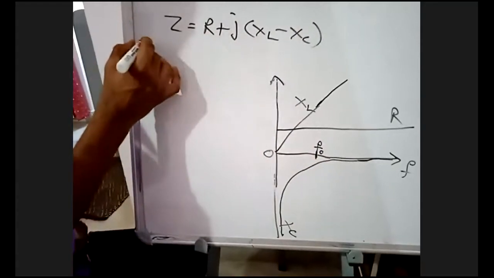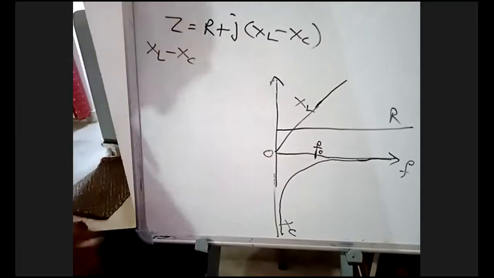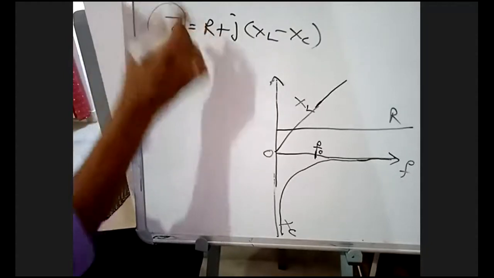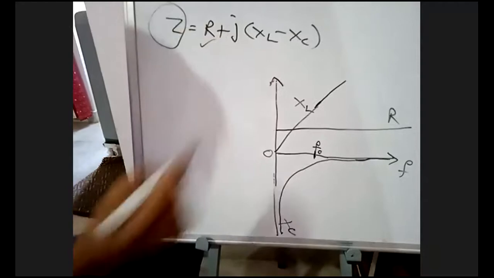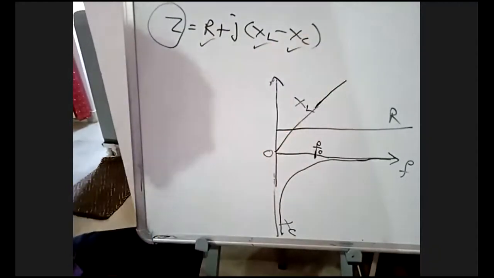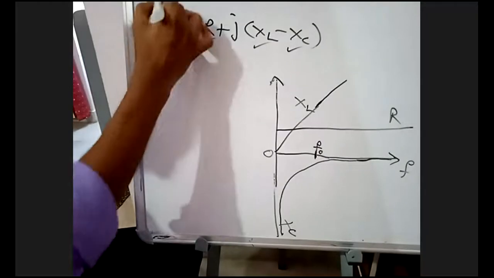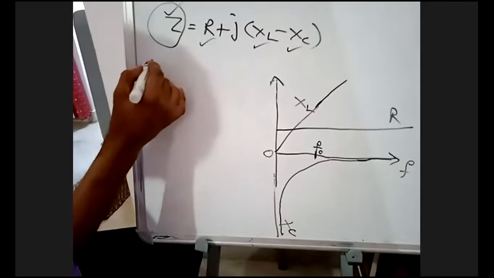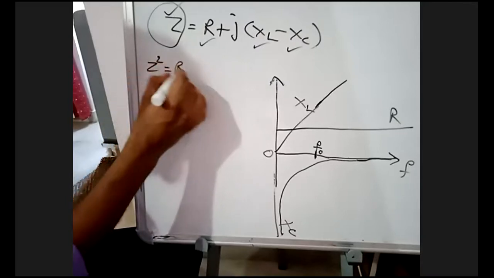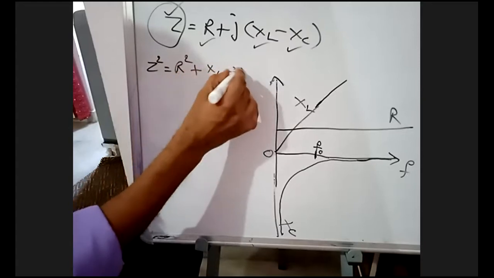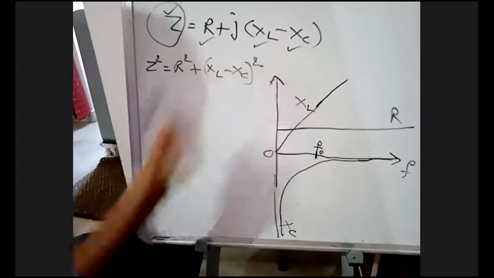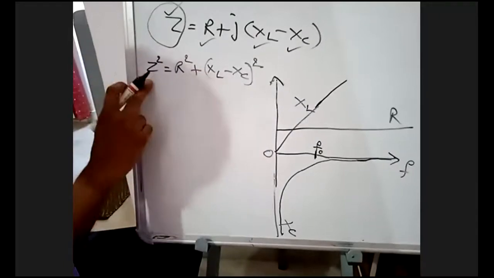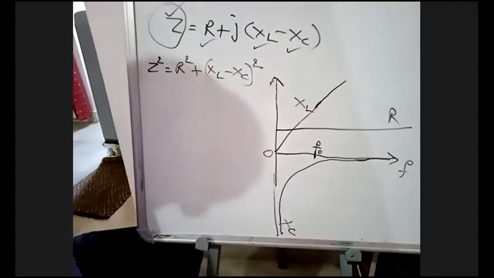Now I am taking the curve for XL minus XC. We have drawn the curve for R, for XL, and for XC. Now I will draw the curve for Z. Z square is equal to R square plus XL minus XC whole square. Z square is equal to real part square plus imaginary part square, like hypotenuse square is equal to side square plus side square.